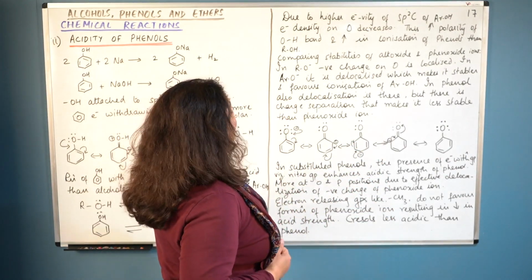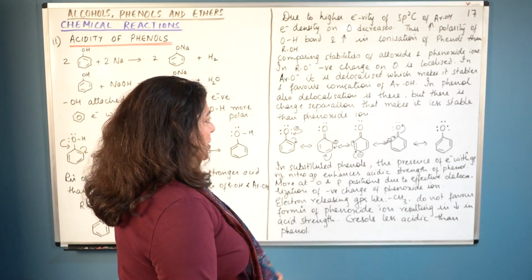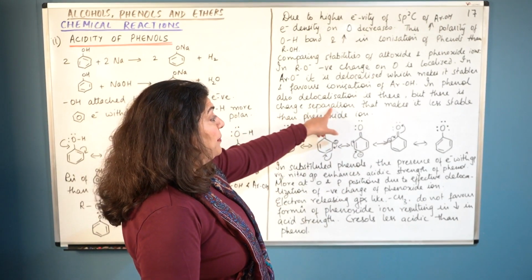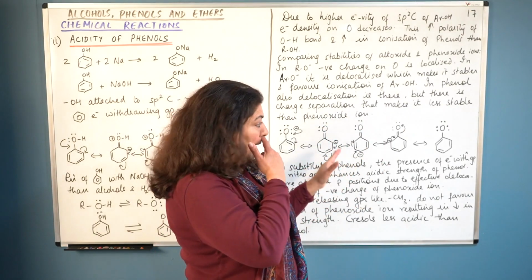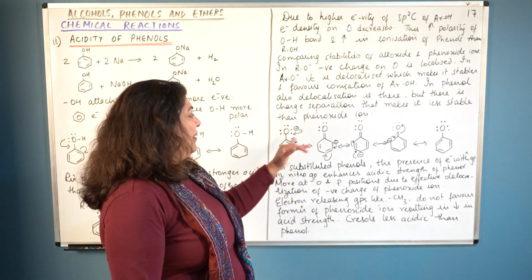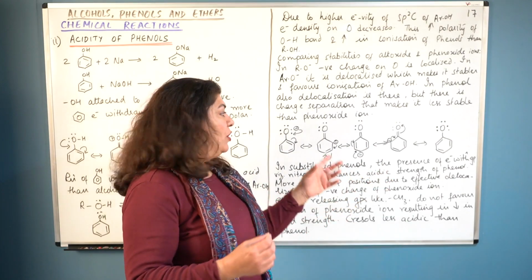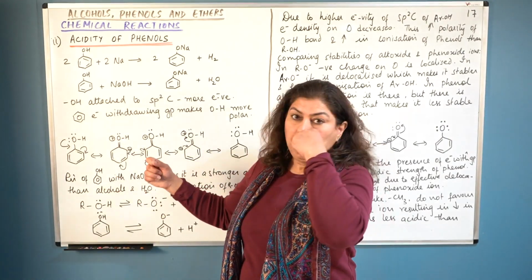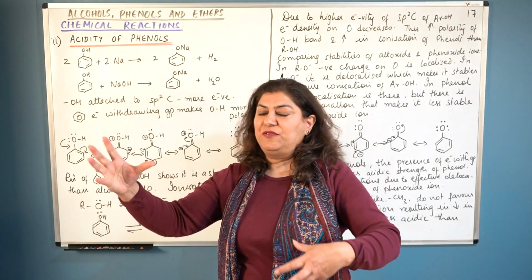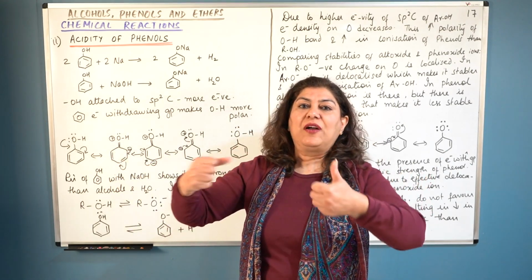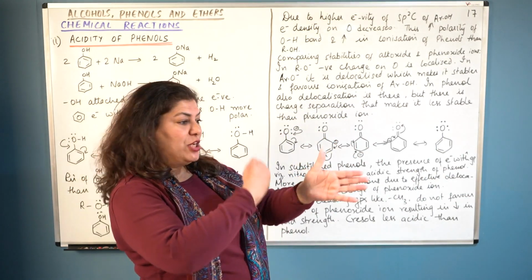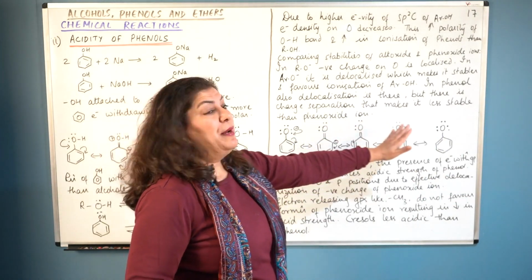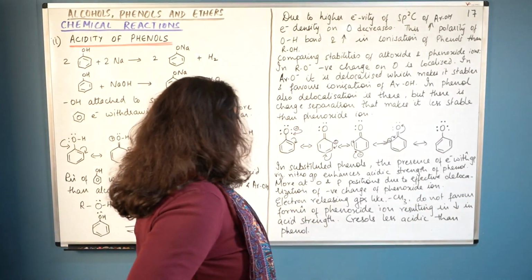So in phenol also delocalization is there, but there is a charge separation that makes it less stable than the phenoxide ion. And the phenoxide ion does not have that. When there is a charge separation, you have a pull on both sides, positive charge, negative charge, the pulls are opposite. But in this case, it is only the negative charge which is revolving, thereby making it more stable.